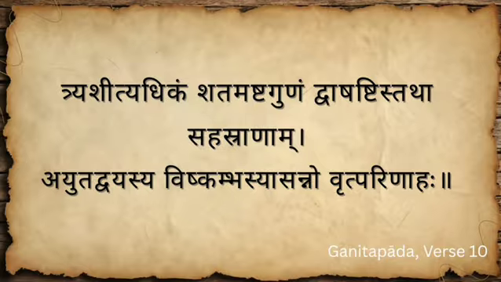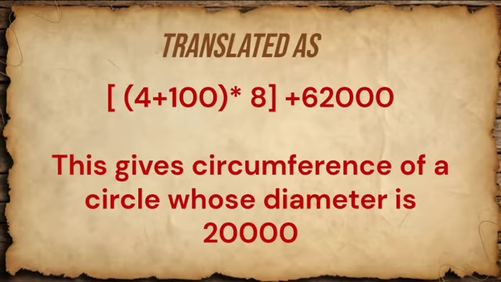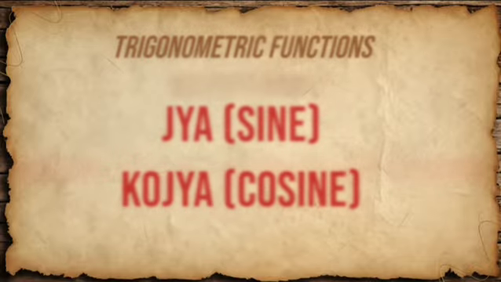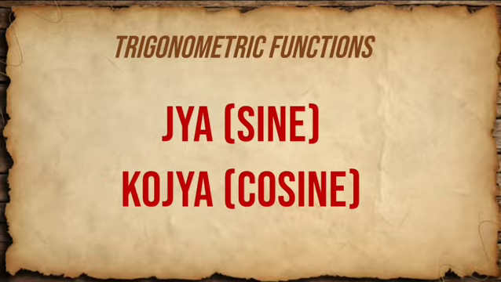The following shlok translates as: add 4 to 100, multiply by 8, then add 62,000. This gives the approximate circumference of a circle whose diameter is 20,000. Aryabhatta gives a method to calculate the circumference of a circle, and from this equation he calculated the value of pi up to 4 decimal places, that is 3.1416. He also introduced trigonometric functions, naming the sine as jya and cosine as kojya.